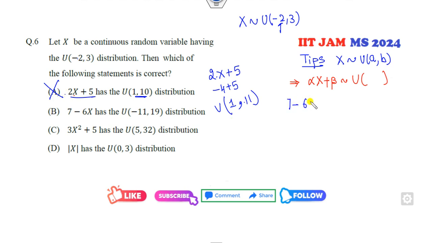Look at this another one, 7 minus 6x. When you substitute -2, it is 19. When I substitute 3, it's 18 minus 11. So -11, 19 is the right answer.